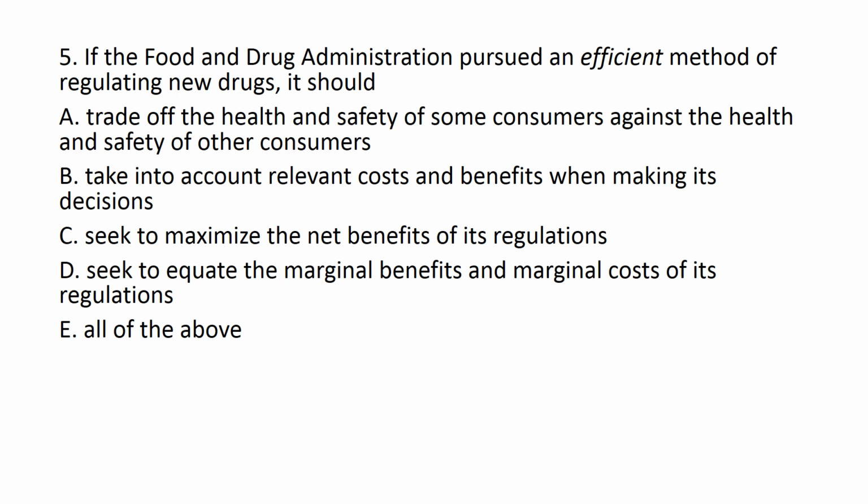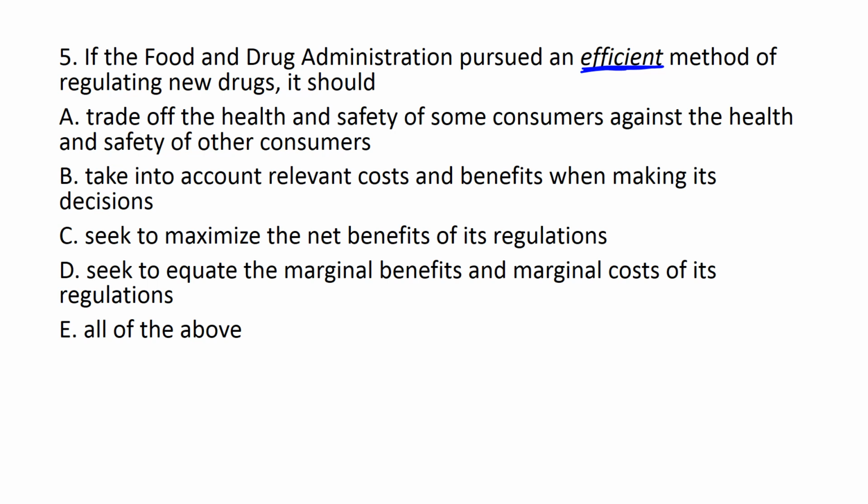This question comes from one of the chapters in the Public Issues reading book, and it says, if the Food and Drug Administration pursued an efficient method of regulating new drugs, it should do what? So efficiency, just like we discussed in class, means the costs cannot outweigh the benefits. And so they must be seeking to maximize net benefits. So let's look at A.